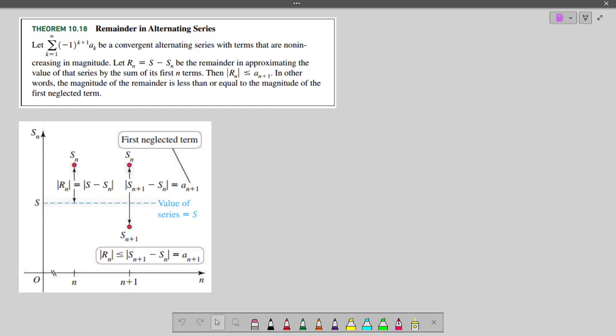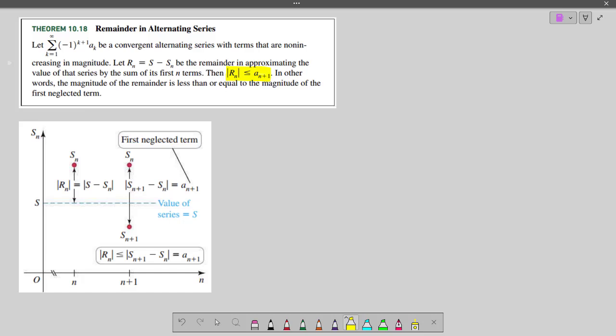So we have to be able to analyze the remainder in general. And that can be complicated for a general series. So we're going to sort of explore the idea through the alternating series and look at the remainder. So in order to understand this right here, we need to look at a couple of pictures.